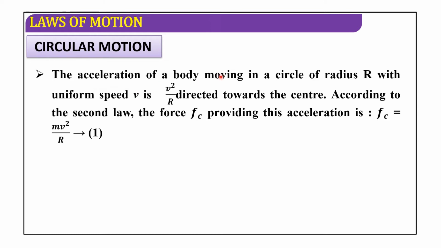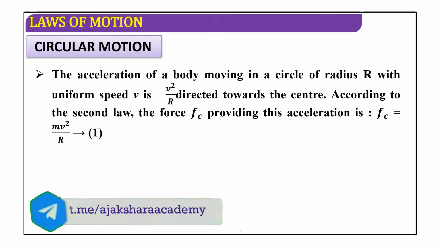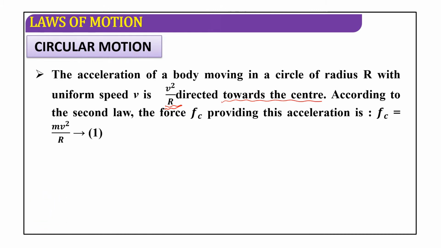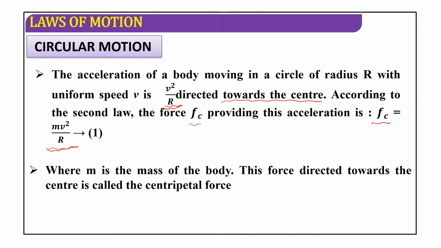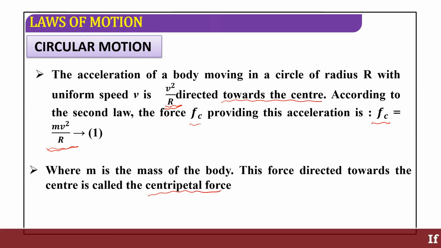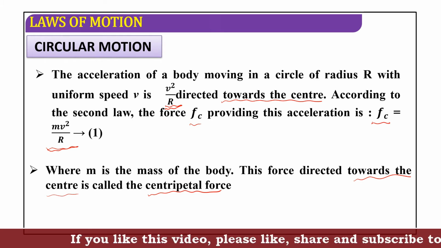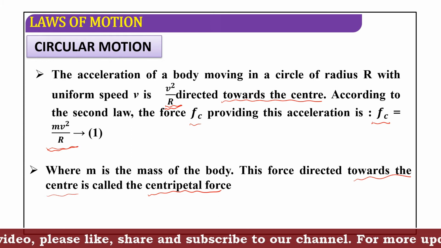The acceleration of a body moving in a circle of radius r with uniform speed v is v square by r directed towards the center. So, according to the second law, the force providing this acceleration is F equals mv square by r. Consider this as equation number 1, where m is the mass of the body. This force directed towards the center is called centripetal force.